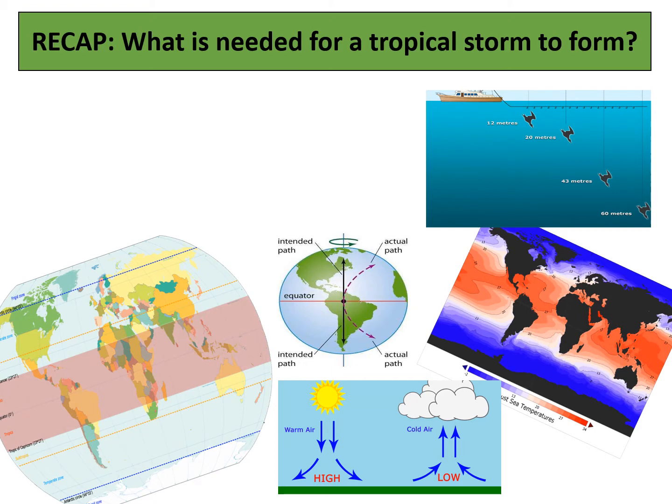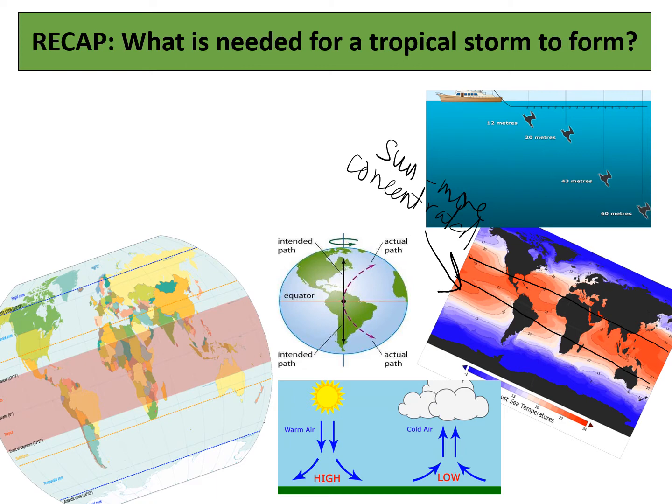So what is needed for a tropical storm to form? Well, let's have a little look at what we've got here. So the first thing we needed are sea temperatures of 26.5 to 27 degrees or more, and that is because we are in close proximity to the sun, so the sun's rays are more concentrated, which is why we normally get tropical storms between 5 and 15 degrees north and south of the equator.